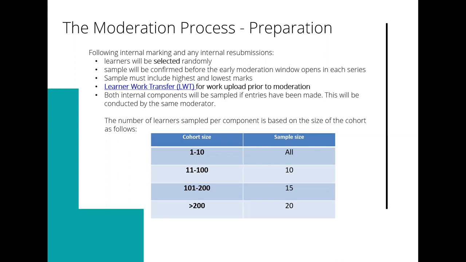So as long as they've been entered for that series, so in the first year you may only have one component. In the second year, you're likely to have different cohorts doing both components, one cohort doing one and the other cohort doing the other component. Both components will be sampled in that case, as long as entries have been made. And the cohort size is the number of entries that have been made. The same moderator will be doing both, so you can get the feedback from the same moderator.